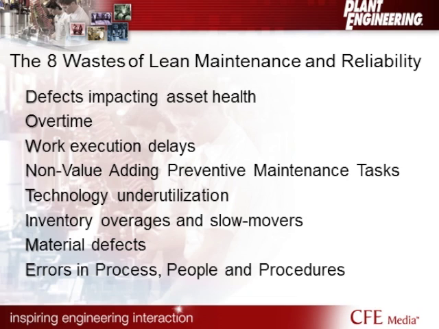Now the T in DOWNTIME is technology underutilization. Not using your CMMS, not using the predictive maintenance tools, all of those things give us efficiency, but they also give us transparency into those assets. The I in DOWNTIME is inventory overages and slow movers. Now I know none of you have whole storerooms full of assets so that you never have any downtime, but obviously if we have reliability issues or maintenance issues, if we're not at a very high mature state, you're going to have to carry a lot more of that inventory for those emergency issues.